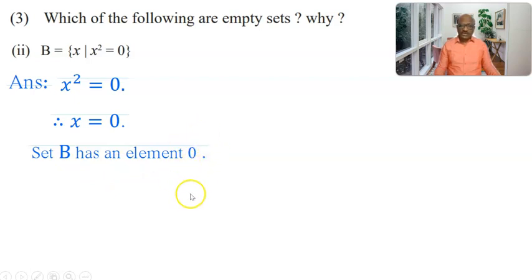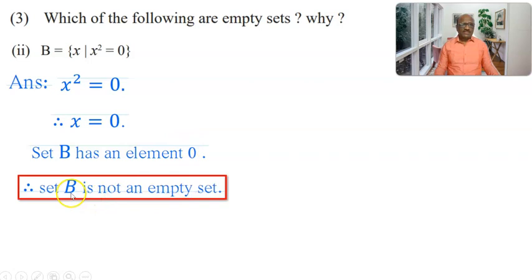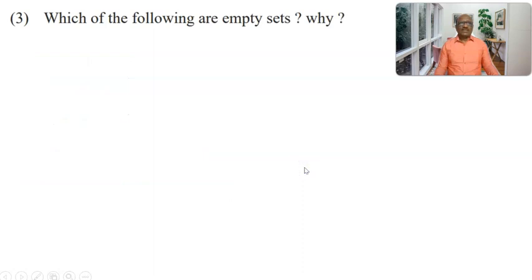It has 0 as an element. Therefore set B is not an empty set. It has an element which is the 0. One element which is the 0. Next, which of the following are empty sets?